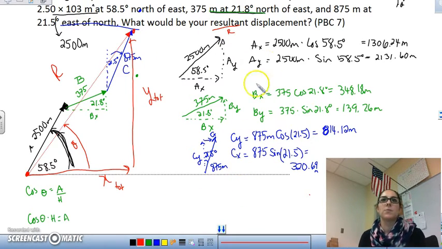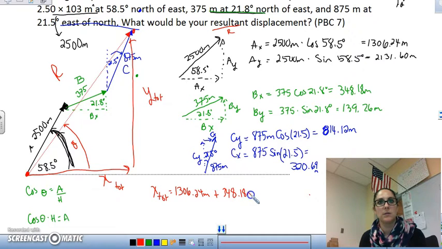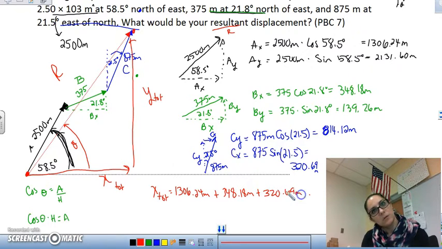Okay? So, one method is to do the x and y method, or you can just do exactly what you might do when you add up the x's, just add them up, right? So, my first x is right here, 1306.24, that's the first one, plus the second one, 348.18, plus the third one. We want the x one, so it's the 320. So be careful. I'll get a number for that. I'm just going to set it up.